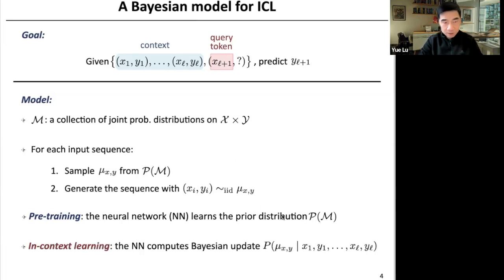And then at testing time, in-context learning, the neural network is given a sequence of input and output pairs, x1, y1, up to xL and yL, and then essentially it performs a Bayesian updating step. Based on the input, it learns what is the conditional distribution on the space of probability measures. And then based on this conditional distribution, it generates the optimal y of L plus 1. Okay, this is the most general Bayesian setting that we think will be able to model in-context learning.